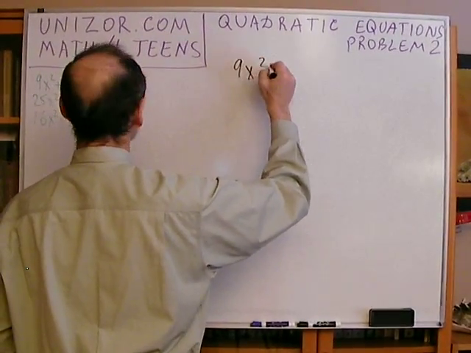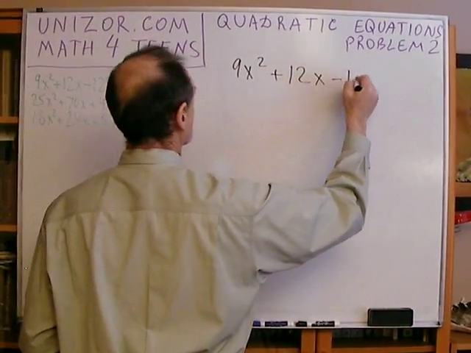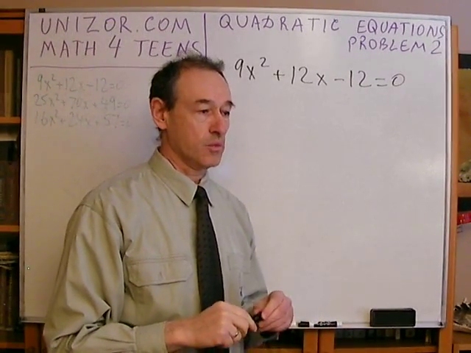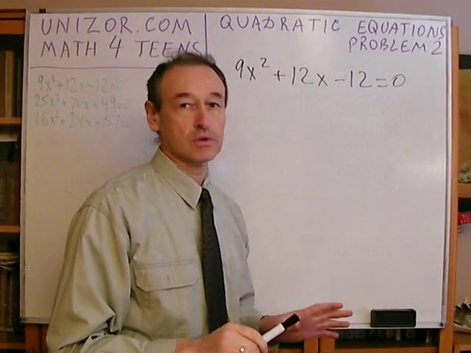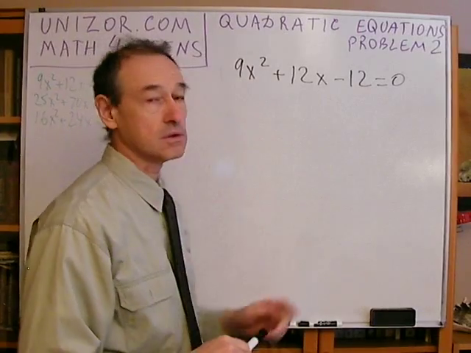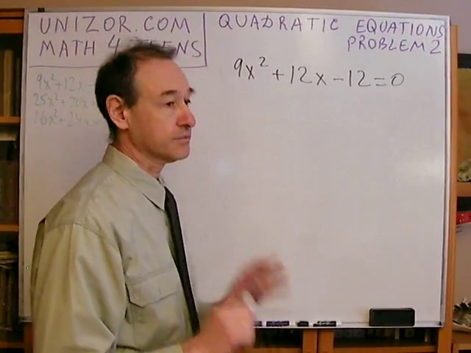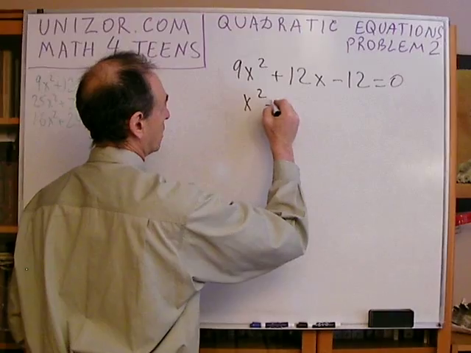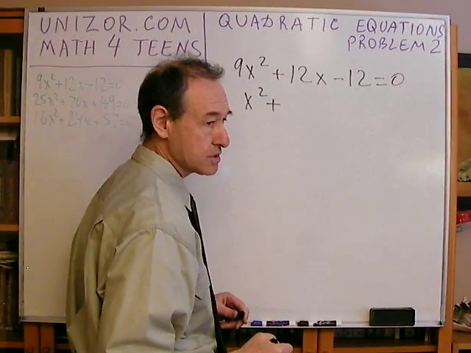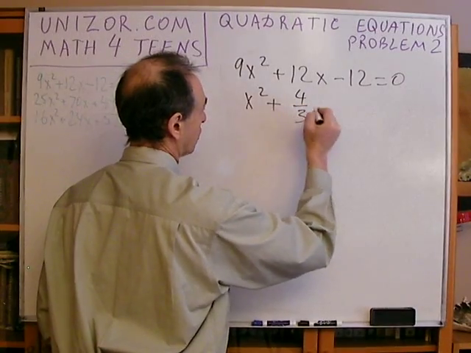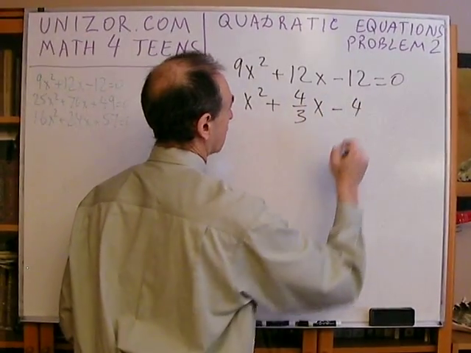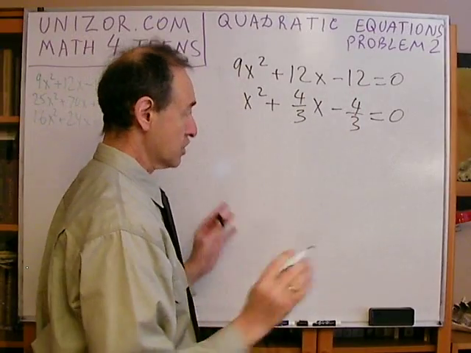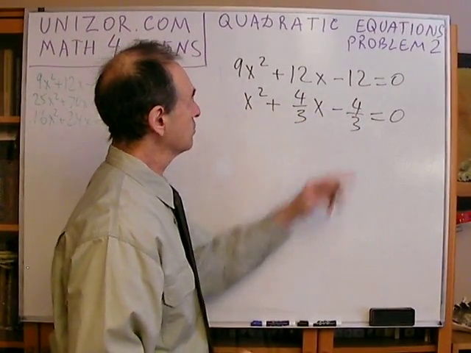So the first one is this. Okay. Now, if you would like to solve a quadratic equation without using the formula, the first thing which is usually recommended is to get rid of the coefficient with x squared, so you will have just plain x squared with coefficient 1. So you divide everything by 9, and you will have x squared plus 12 over 9, which you can reduce by 3, it will be 4 over 3, x minus 4 over 3 equals 0, right? So I divide everything by 9, which is an invariant transformation, and reduce in both cases by 3.